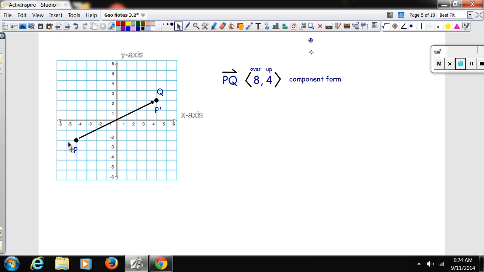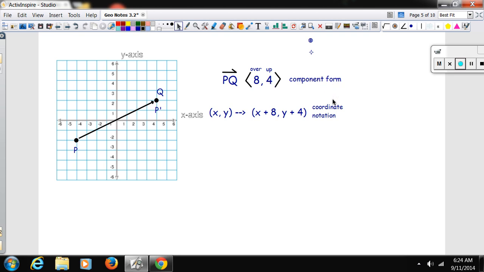This was your pre-image. This was your image where it ended up. Okay, so this vector went over 8 and up 4. So that would be the vector in component form. In coordinate notation, you would put my x, y increased by, my x increased by 8 and my y increased by 4 to get to my new point. Here it's just telling me go over 8 and up 4 to get to your new point.